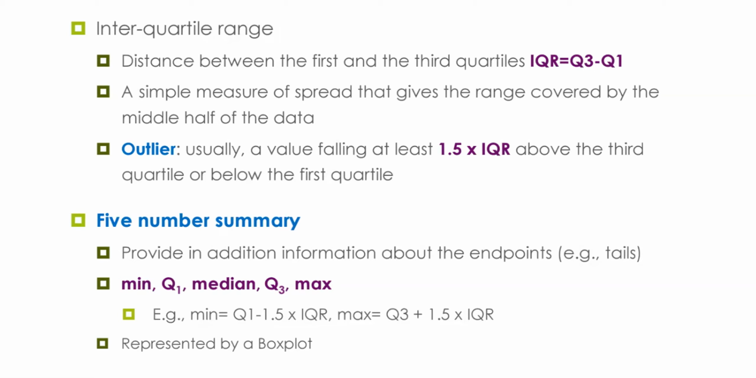For example, the minimum is Q1 minus 1.5 times IQR, and the maximum is Q3 plus 1.5 times IQR. We find the minimum and maximum values using these formulas. That is regarding the 5-number summary.